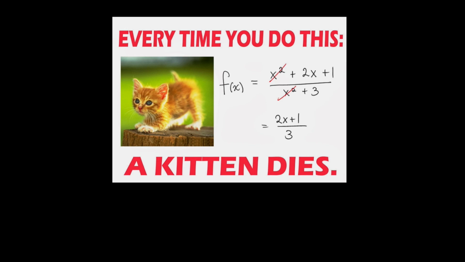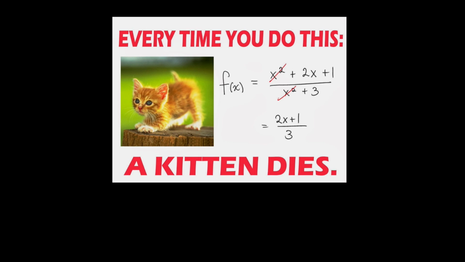Here I have a kitten. It says every time you do this a kitten dies, and just look how cute that is. Let's see what they're actually saying here. We have some function f of x, or it doesn't even matter if it's a function, let's just look at this fraction. They have a fraction with 3 terms in the numerator, x squared plus 2x plus 1 over x squared plus 3. And what they've done is conveniently canceled out the x squareds, because there's an x squared in the numerator and in the denominator, and they're left with 2x plus 1 over 3.